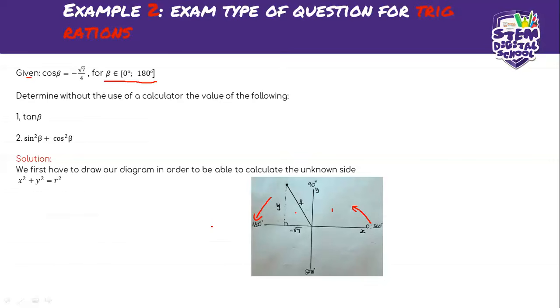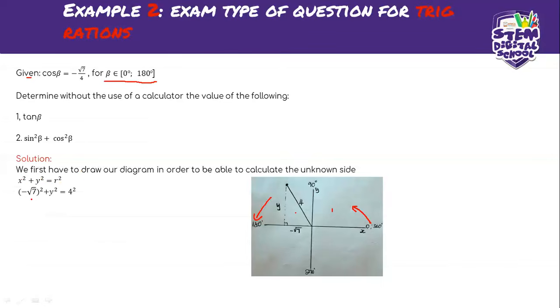All right, now after we have constructed our terminal arm, we can see that the unknown side is this one, y, and the r value is 4, and the x value is negative square root of 7. So now, in order to calculate this y value or this side, we are going to use the theorem of Pythagoras. You can see we have the formula x squared plus y squared equals r squared. That is the theorem of Pythagoras. So we're going to use that to calculate the unknown side.